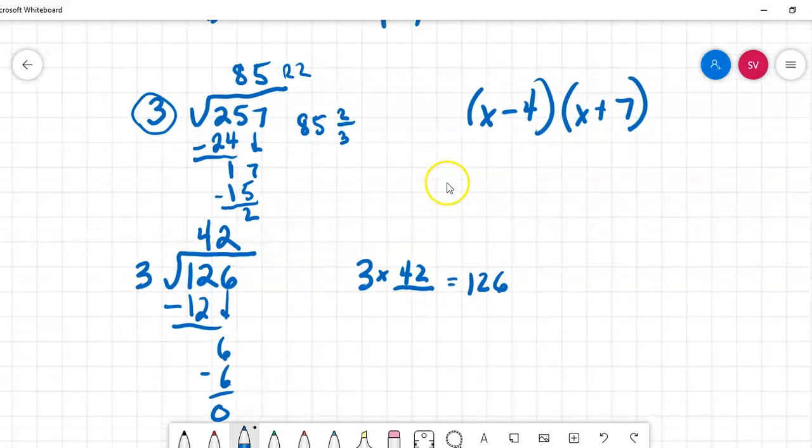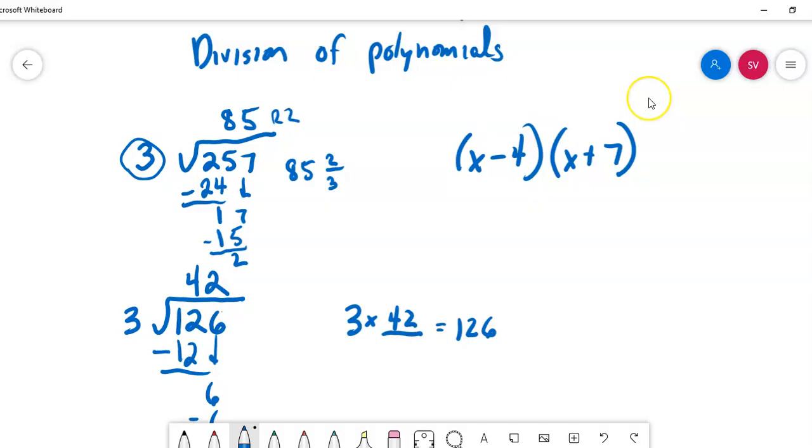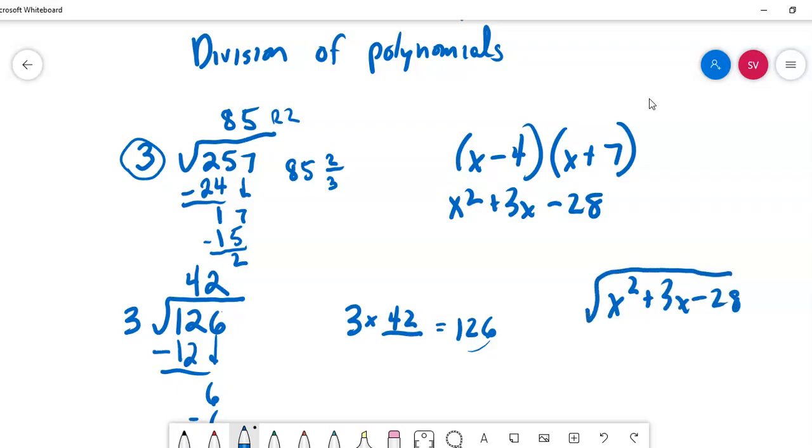So we're going to look at the same idea with polynomials. So why don't we FOIL this out here? So x times x is x squared. Your outside and inside terms, you're going to have 7x minus 4x, which will give me plus 3x. And then minus 4 times 7 is minus 28. So basically these two binomials are like these two numbers here. My trinomial is like this result right here. So I want to divide this, x squared plus 3x minus 28. And it doesn't matter which one we pick. How about x plus 7?